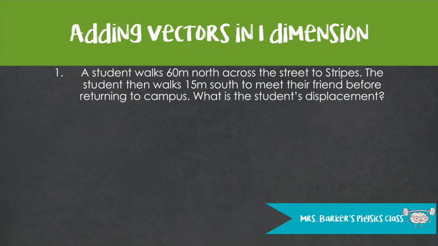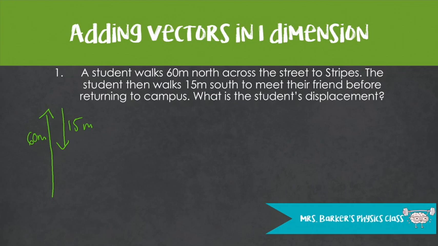So our problem says a student walks 60 meters north across the street to Stripes. The student then walks 15 meters south to meet their friend before returning to campus. What is the student's displacement? So let's draw our vectors real quick. The student's going to walk 60 meters north, and then 15 meters south.